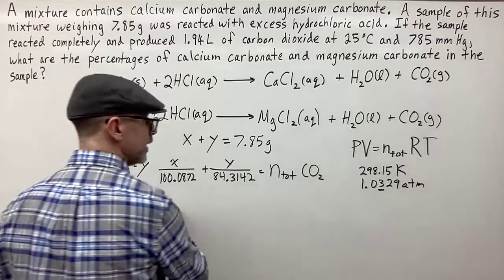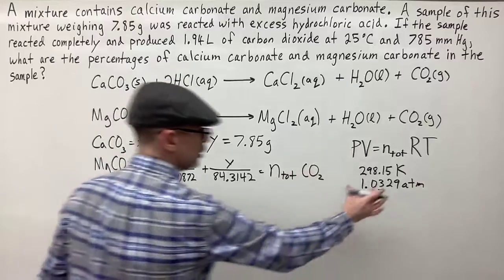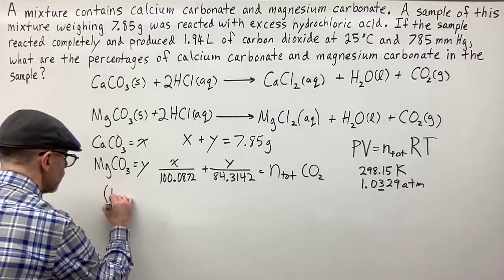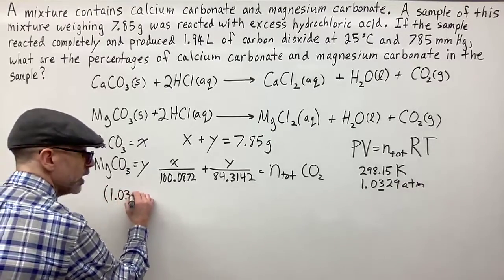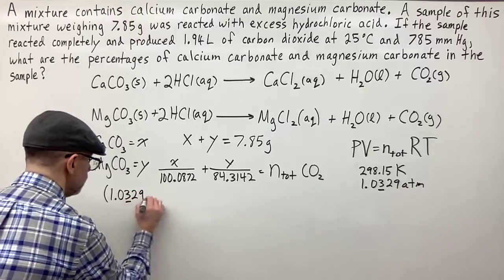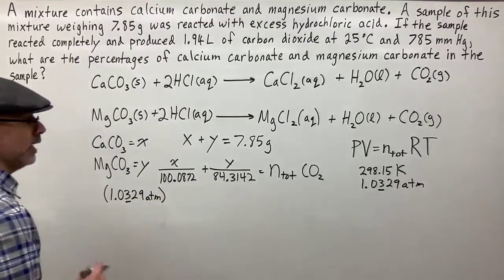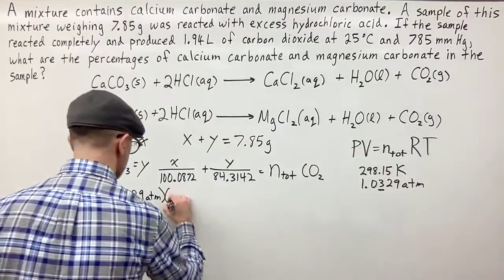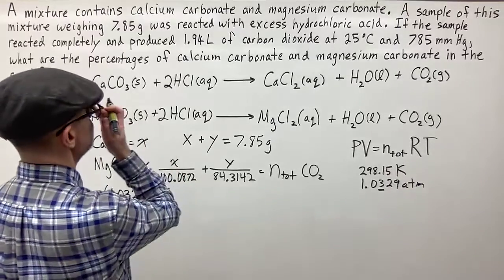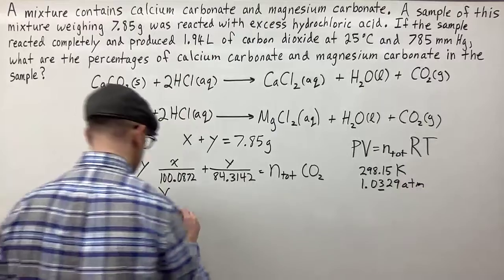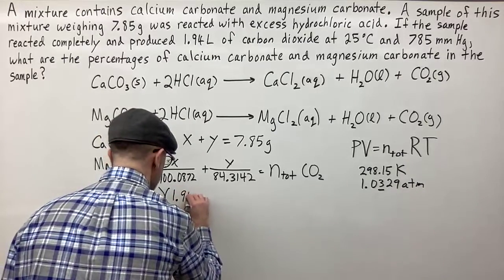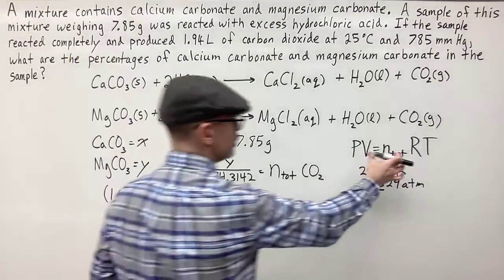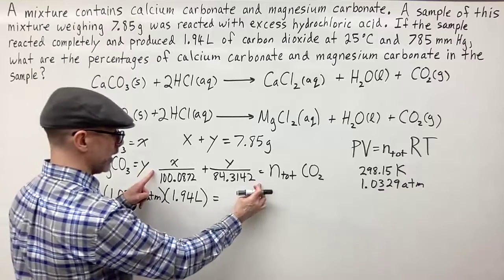So now I'm going to plug everything in. So we have pressure. Pressure is this in atmospheres. So I'm going to have 1.0329 atmospheres. And then I'm going to multiply that by volume. So the volume here is 1.94 liters. That's going to be equal to the total amount of moles, which is this right here.